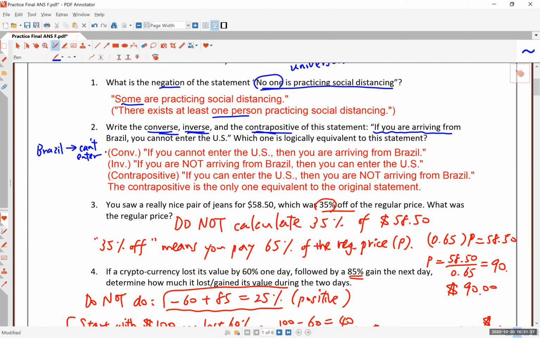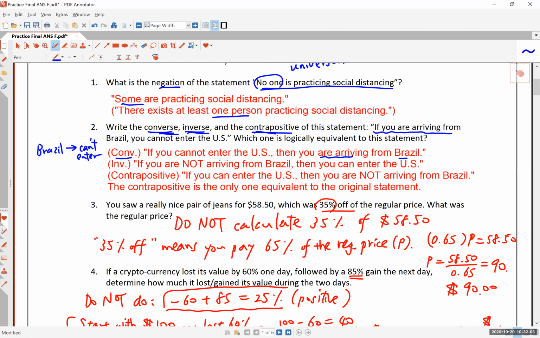That's a simple way of saying this. Now, remember in the converse, what do you do in creating or stating the converse? You basically switch the order. So the converse would be: if you cannot enter the US, then you are arriving from Brazil. Or you could say, if you cannot enter the US, then you must be arriving from Brazil. You can change a few words somewhere around here.